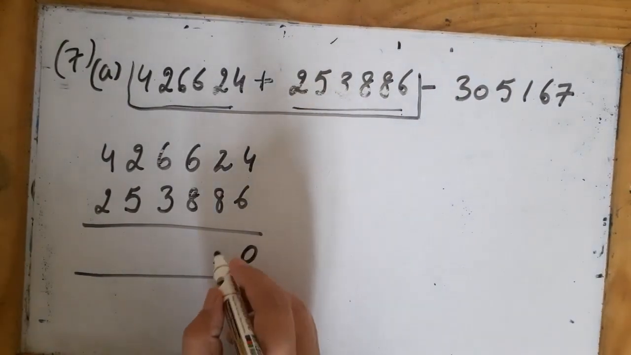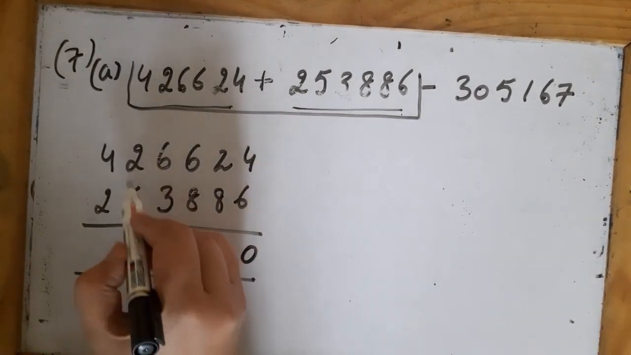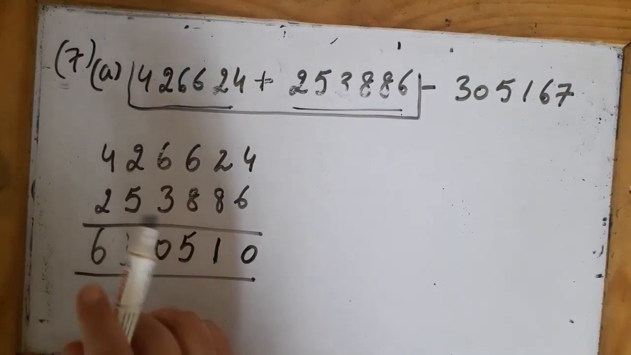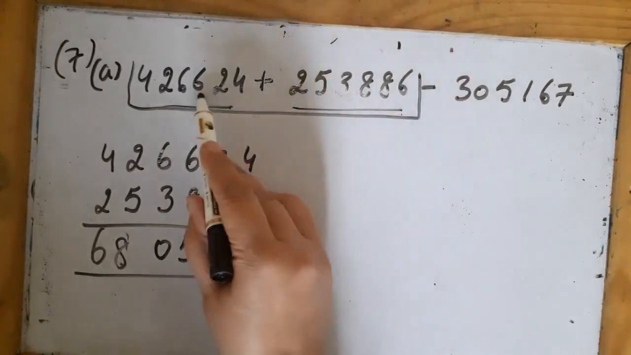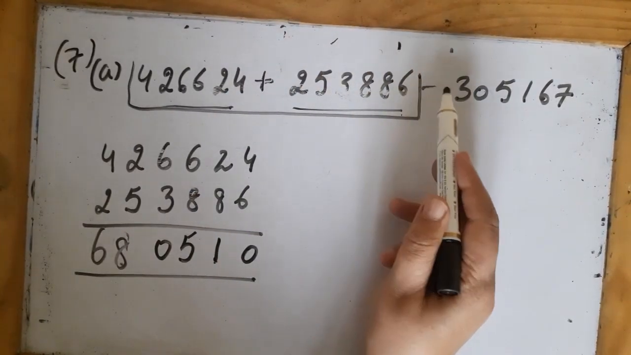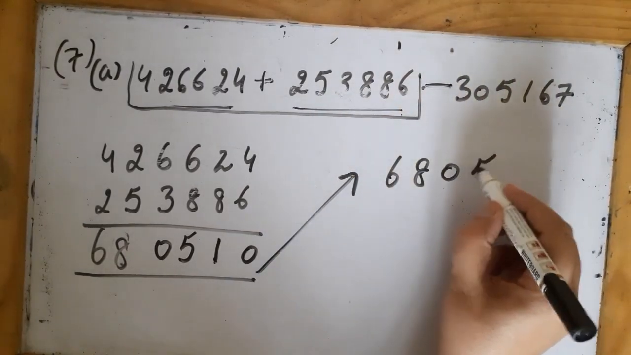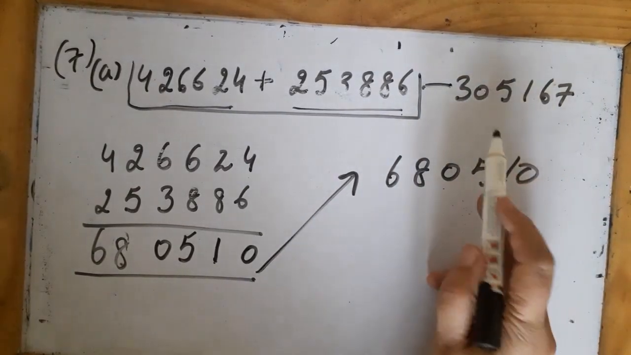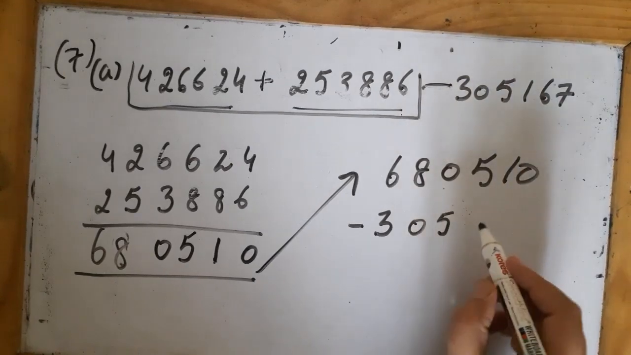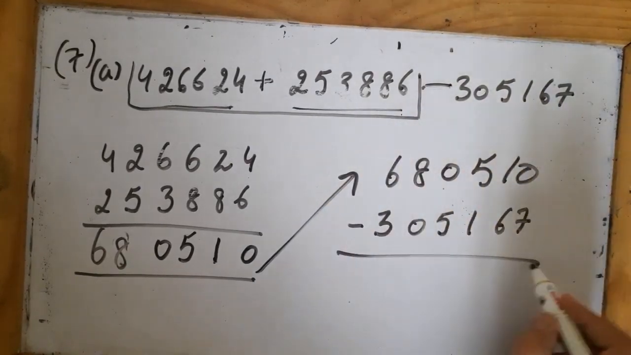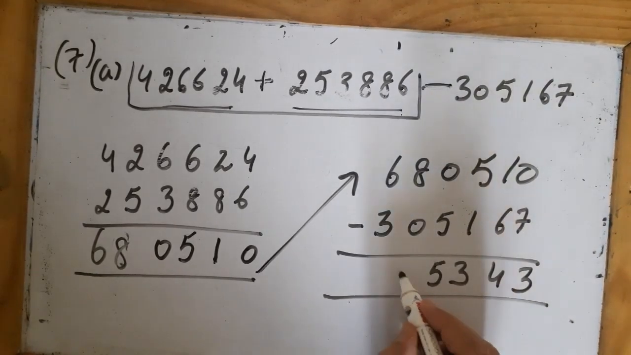So when you add them, you will get this number, 680510. Now these two numbers I have added. Now you have a sign of subtraction. So I will take this answer of the first one and subtract the third number given from that, 305167, and you subtract them and you will get the answer.